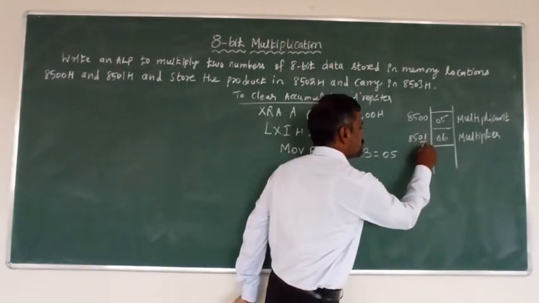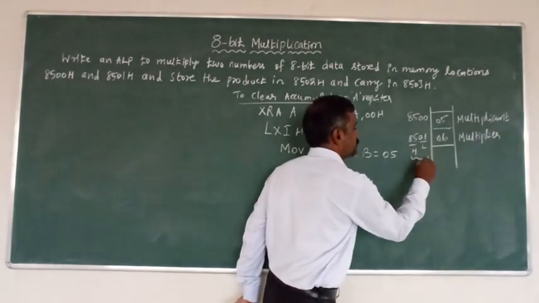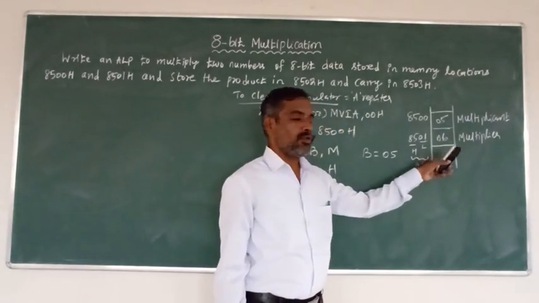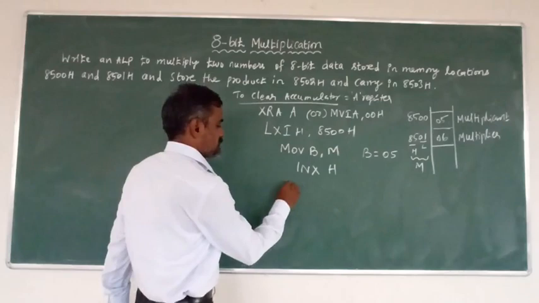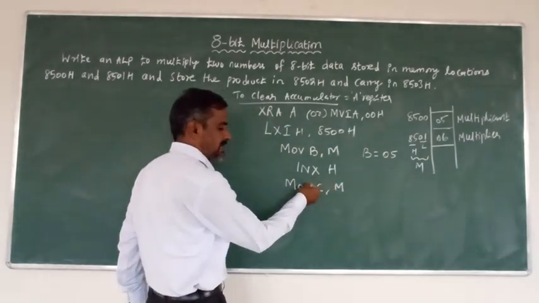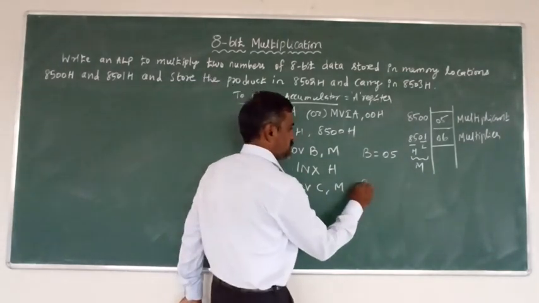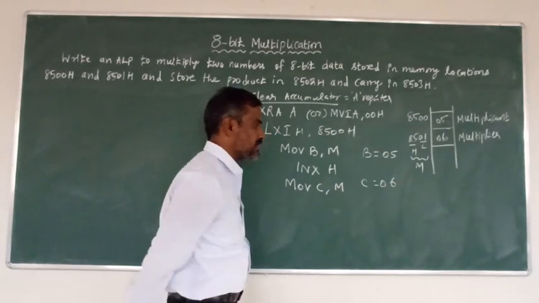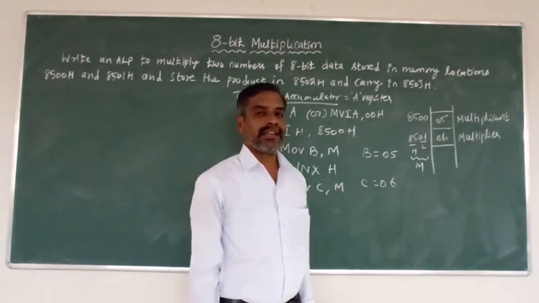This is for the L register and this is for the H register. These two represent the memory address. Now the memory data is moved to some other register. Suppose C register: MOV C, M. The memory data is moved to the C register. Now C equals 06. Data 1 is in the B register, data 2 is in the C register.